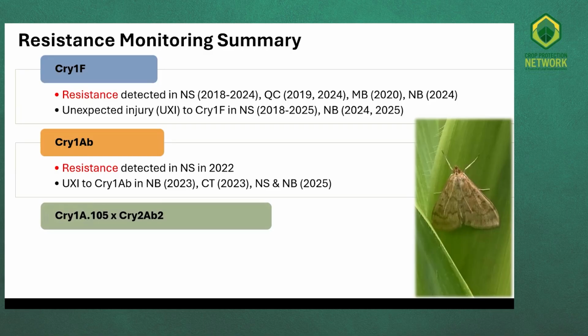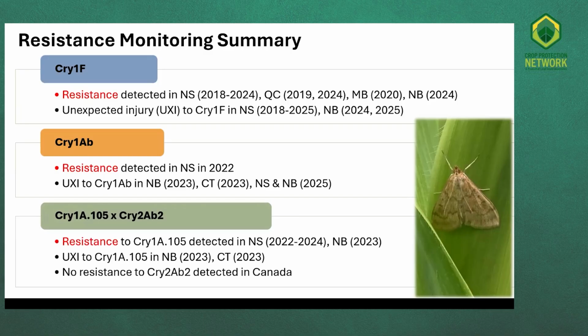And then the last pyramid of Cry1A.105 and Cry2AB2: we have detected resistance to Cry1A.105 in Nova Scotia from 2022 to 2024, and in New Brunswick in 2023. And we saw injury to Cry1A.105 plants and 2AB2 plants, because they always come together, in New Brunswick in 2023 and Connecticut in 2023. But I say we haven't confirmed resistance to Cry2AB2 using the bioassay method yet in Canada.